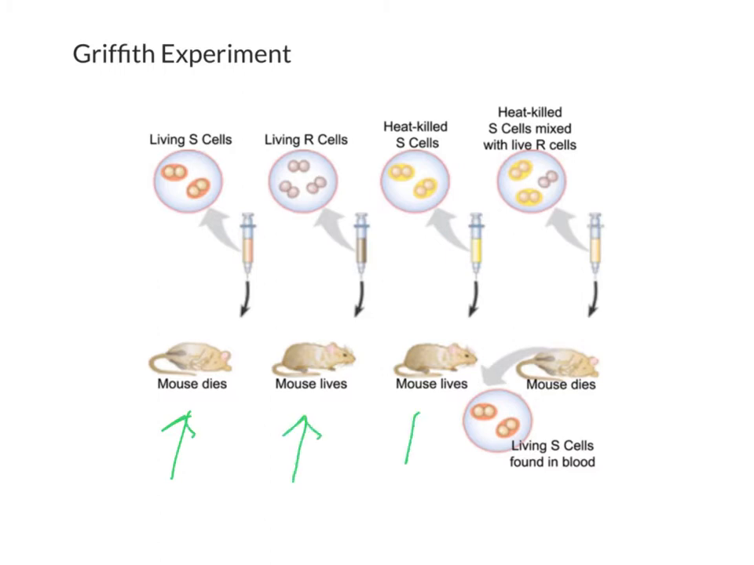If you heat kill S cells and put them into the mouse, it will live. But if you heat kill S cells, combine them with R cells, and put them into the mouse, it dies, and we get living S cells out of it. So they knew that something from the dead bacterial cells was getting into the live bacterial cells and transforming them into these S cells. But again, this didn't solve the problem of whether it was the DNA or the protein.